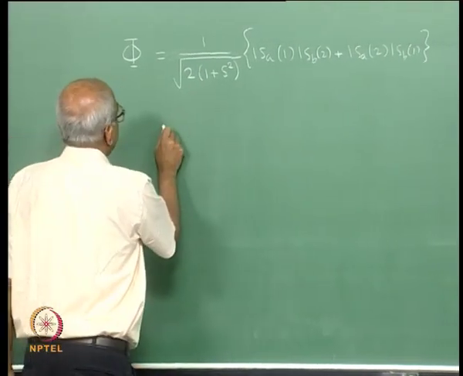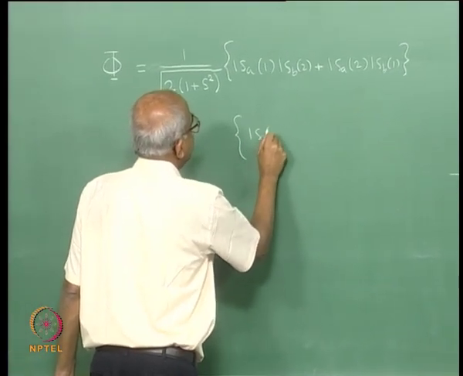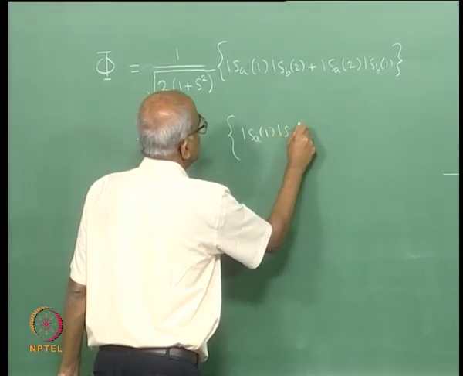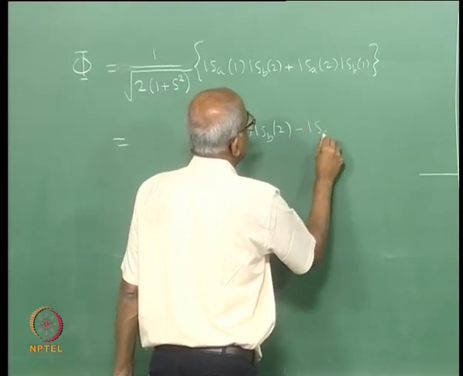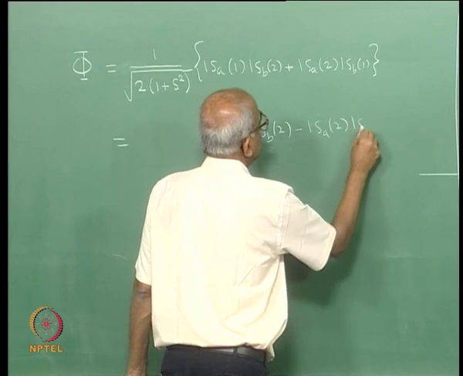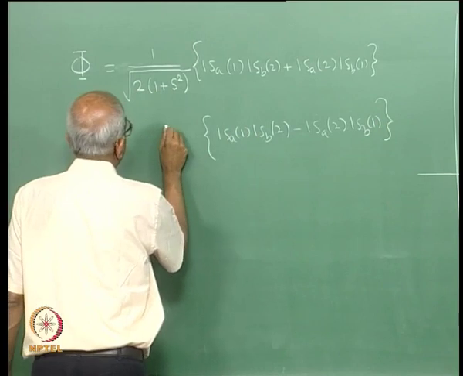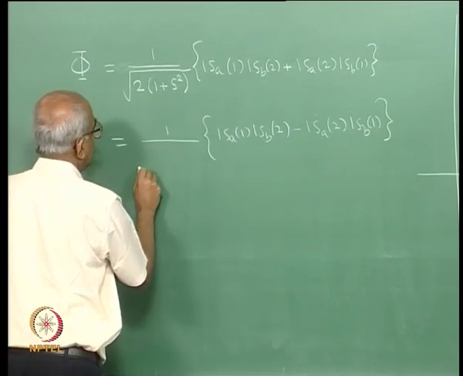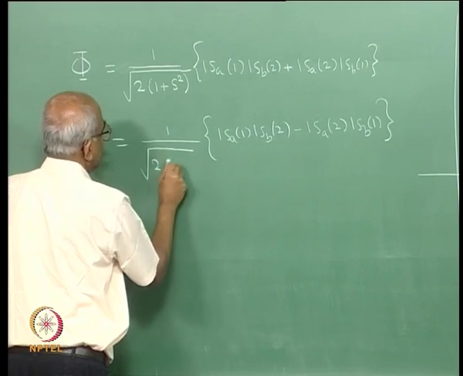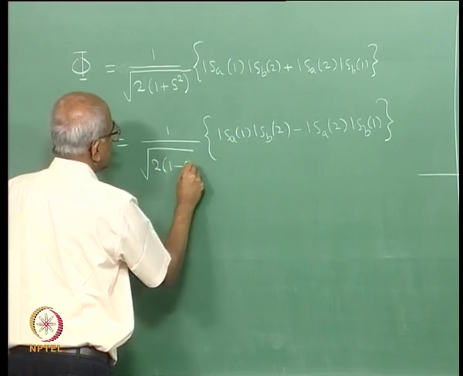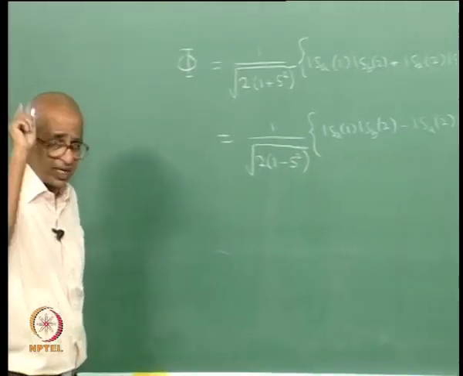And this is one possibility. What is the other possibility? The other possibility is to have 1sA1, 1sB2, minus 1sA2, 1sB1. And naturally, the normalization factor will be different. All that will happen is you will have 1 by square root of 2 into 1 minus S squared. S is actually our overlap integral that we had earlier.